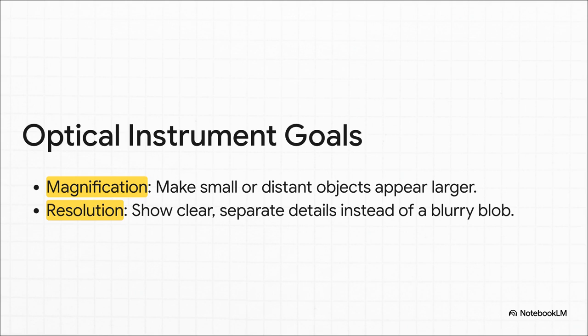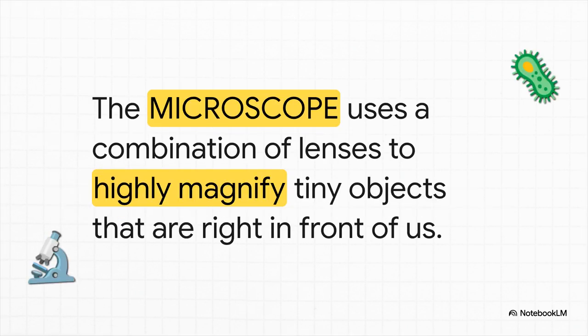First, magnification, pretty obvious, right? Makes stuff look bigger. And second, resolution, which means seeing those bigger things with clear, sharp details, not just as a giant blurry blob. So, a microscope? It is a masterclass in bending light. It's basically a series of converging lenses, one after the other, working together to take a tiny little object right in front of it and magnify it hundreds, even thousands of times. It literally reveals a hidden world.